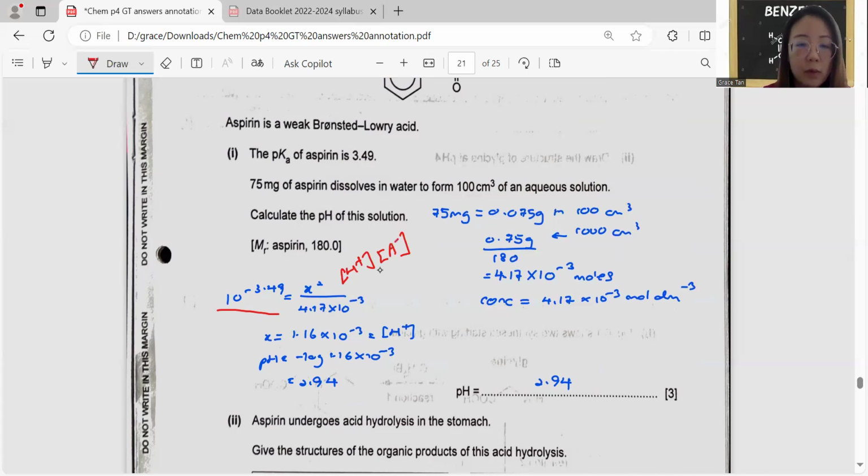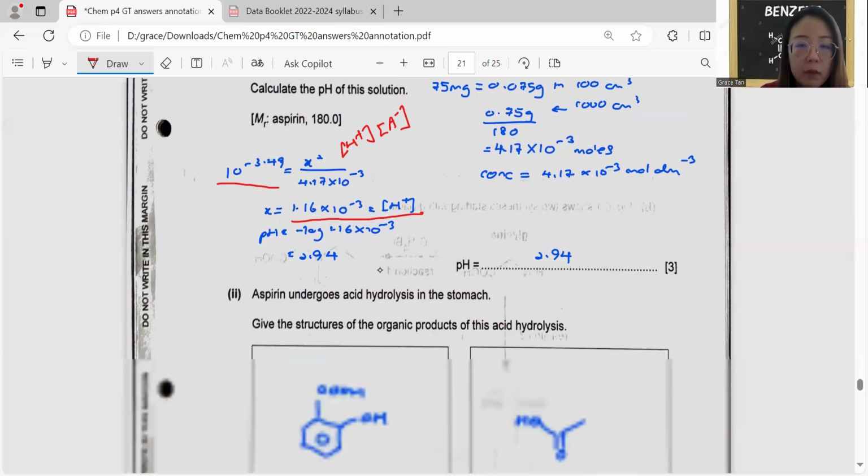All right, so it's a 1-to-1 ratio. Hence, I just put x squared over the concentration of your aspirin. So concentration is 4.17 times 10 to the power negative 3, and hence I can calculate the H plus concentration. So H plus concentration is 1.16 times 10 to the power negative 3. You want to know the pH. So pH is negative log concentration of H plus. Hence my pH is 2.94.